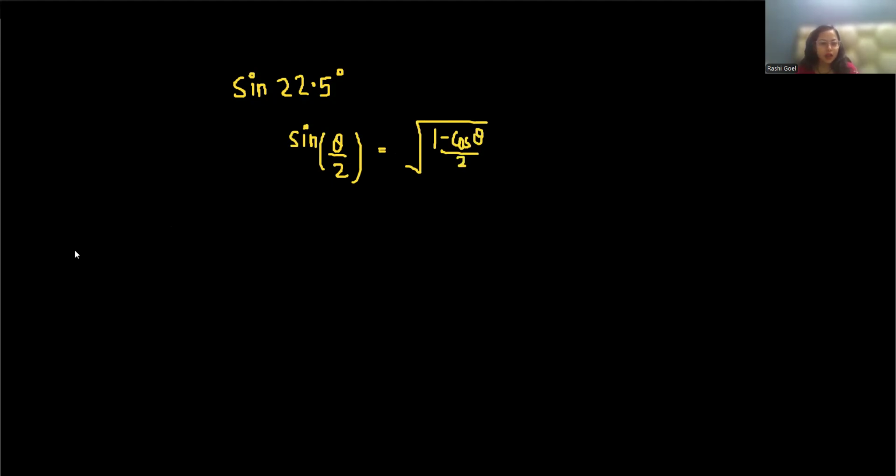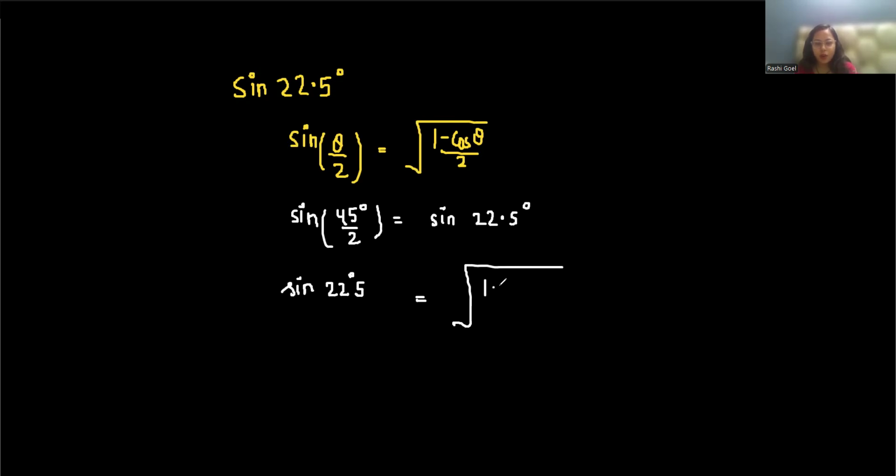So let's take an angle theta equal to 45 degree. So theta by 2, 45 degree by 2, which is equal to 22.5 degree. So sine 22.5 is equal to under root 1 minus, we'll take theta 45 degree, so 1 minus cos 45 degree by 2.